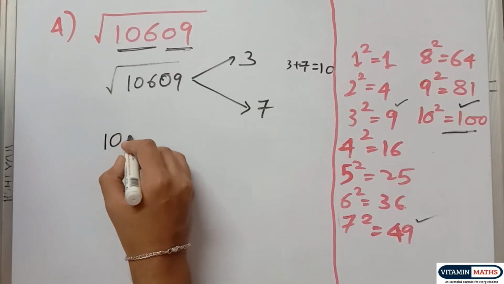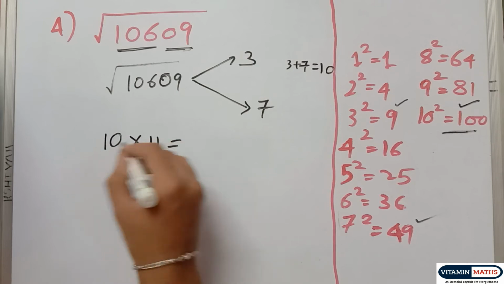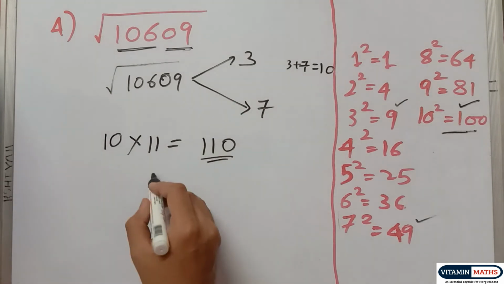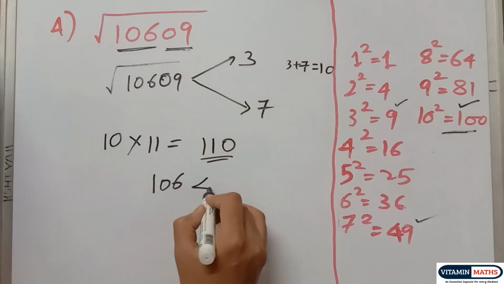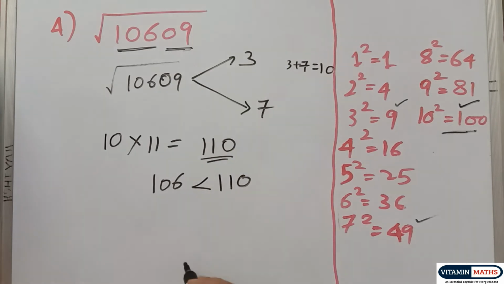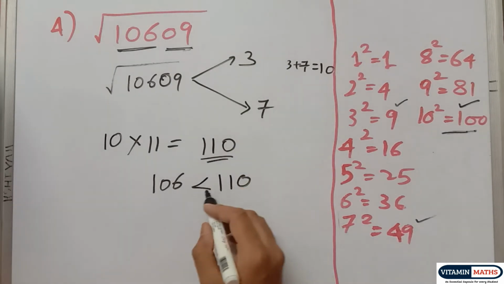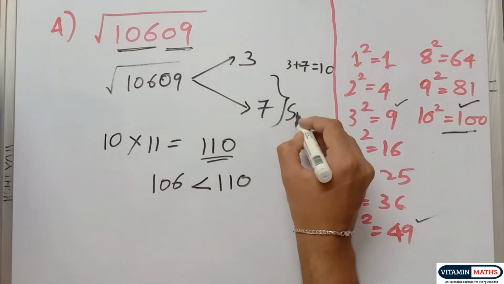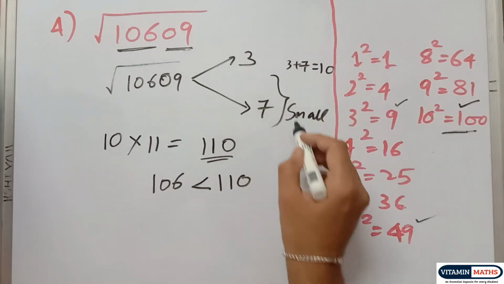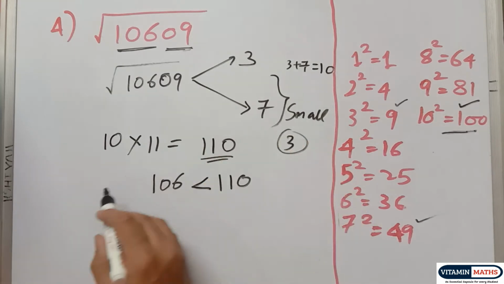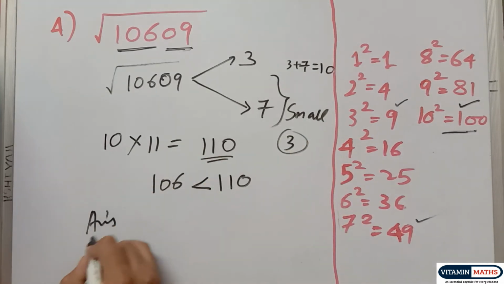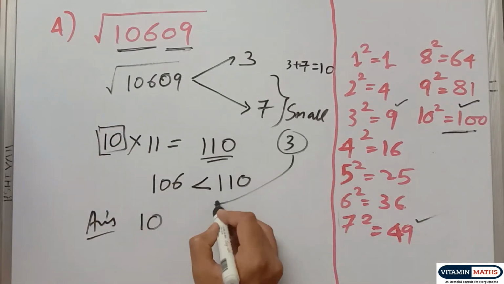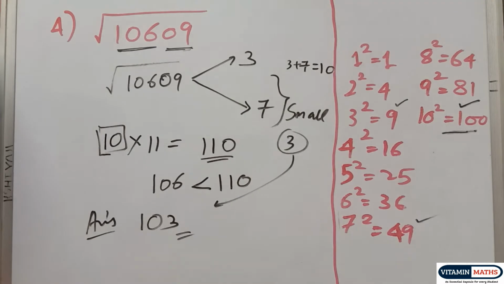So its succeeding number is 11. So 11 tens are 110. Now we have 110, so 106 is less than 110. Since there is a less than symbol here, we have to choose the smaller number, which is 3. Already 10 is fixed here. So the smaller one, number 3. So 103 is the answer.